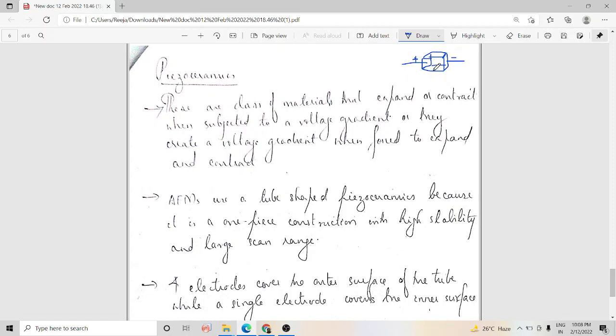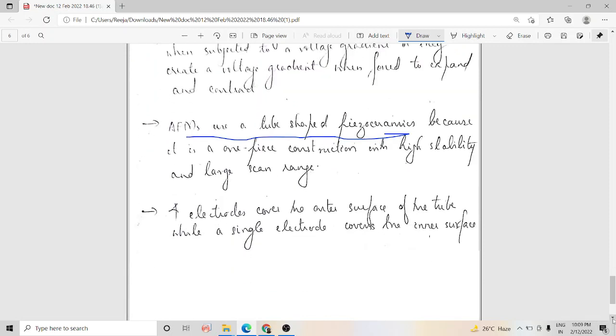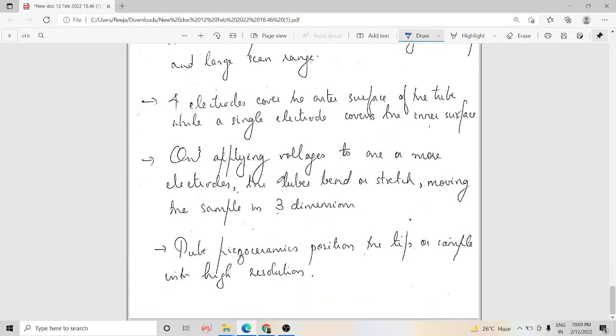And the corollary is also true. That is, for a piezoceramic material, if you expand or contract these faces, then a voltage gradient will be developed. Or if you set the piezoceramic crystal into mechanical vibrations, then a voltage gradient is obtained. So what you do here is, in the AFM, you use a tube shaped piezoceramic, because it is a one piece construction with high stability and large scan range. Now 4 electrodes cover the outer surface of the tube, while a single electrode covers the inner surface. On applying the voltages to one or more electrodes, what will happen to the tube? It will bend or stretch, moving the sample in 3 dimensions.